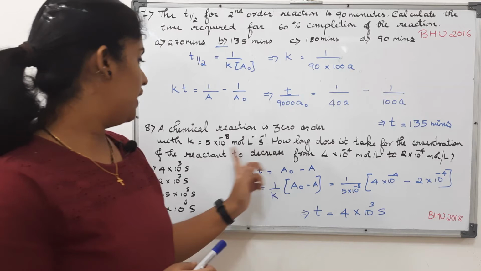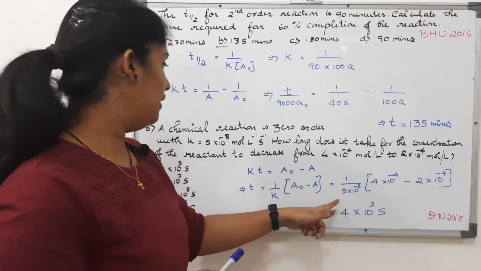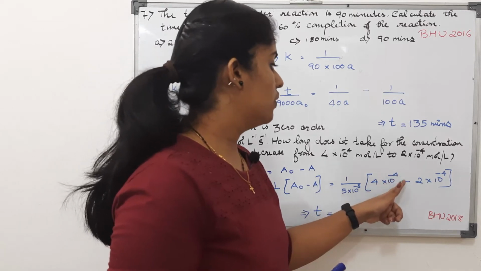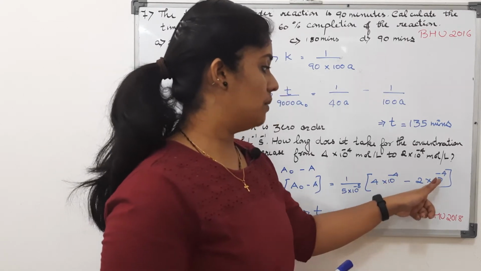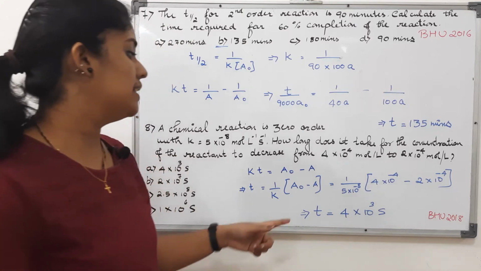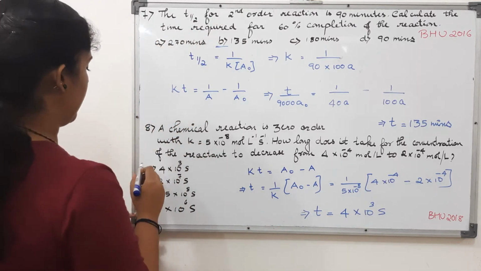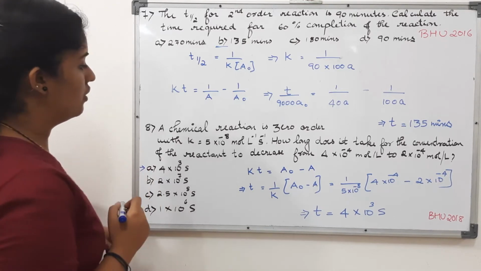and putting in these values here, K is 5 into 10 power minus 8, so it comes out to be 1 by 5 into 10 power minus 8 times 4 into 10 power minus 4 minus 2 into 10 power minus 4. If you solve this, you will get the t value to be 4 into 10 power 3 seconds, which is my option A. And this is the answer for this question.